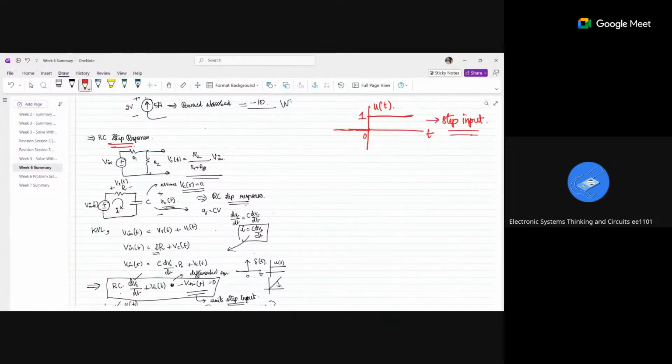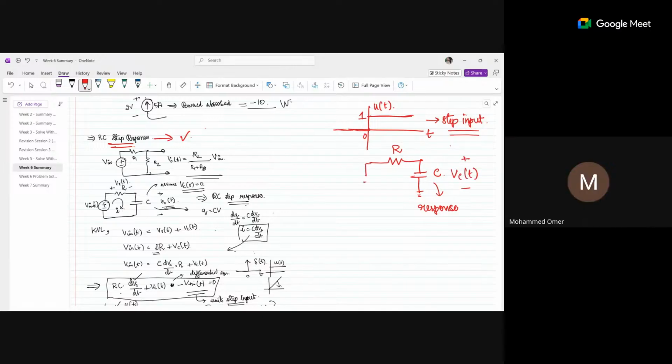So this is the step input. This step input we are going to give to an RC network. This is R and C, and we are going to see the response. That we call the RC step response. We are basically going to find Vc of t here.